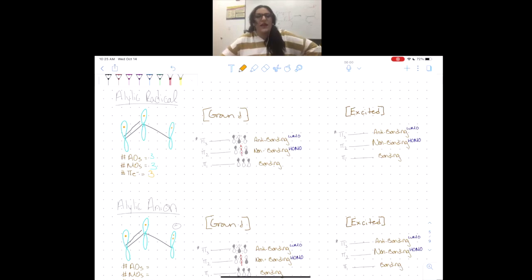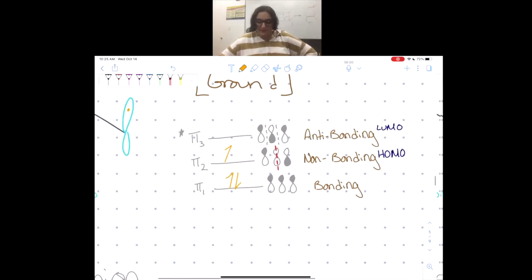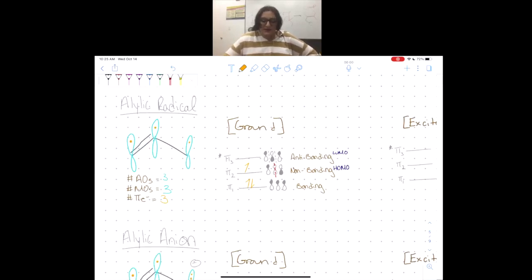I just noticed that I accidentally already wrote in the HOMO and LUMO, so I'm sorry for giving that to you before I talked about it, but we're still going to talk about it. Now that we have 3 pi electrons, we're going to fill in 1, 2, 3. Uh-oh, this is super unstable because we have a half-filled energy level. If you remember from Orgo 1, radicals are super reactive, and the reason is this half-filled orbital. But that's just a little fun fact.